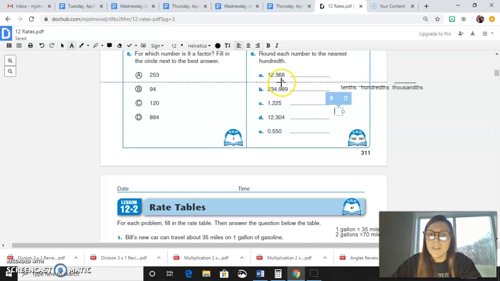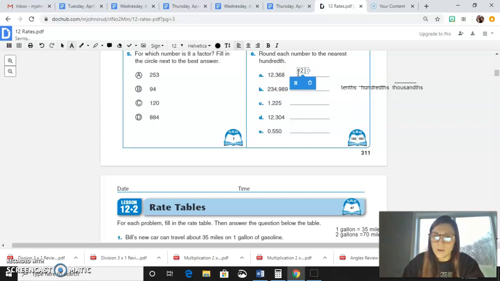So for this one, it's going to be 12.37 because if I look here, the number after my 6 is bigger than a 5. And remember, 5 and above, or 5 to 10, is going to make it go up 1. So my answer for that would be 12.37.